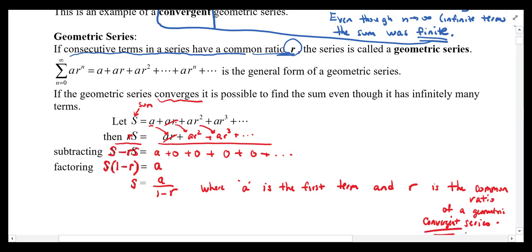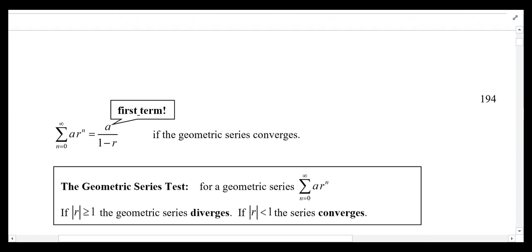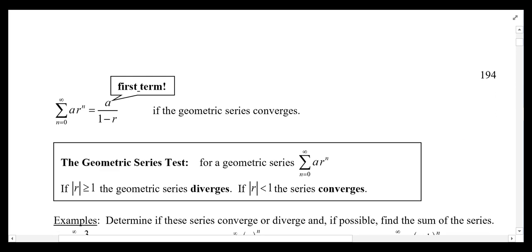So it's really cool that we have a nice formula. As long as we can find a and we can find r, we can actually get the actual infinite sum and write it as a finite number. Crazy, eh? And so on the next page, we've summarized this into a box. Yes, everything in the box is important. And we have also something called the geometric series test.